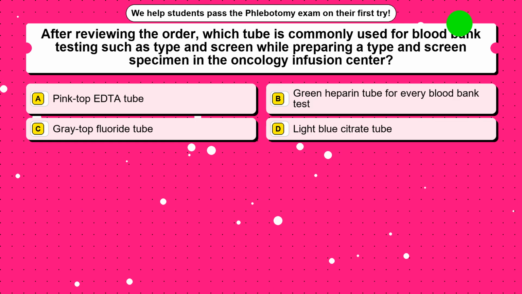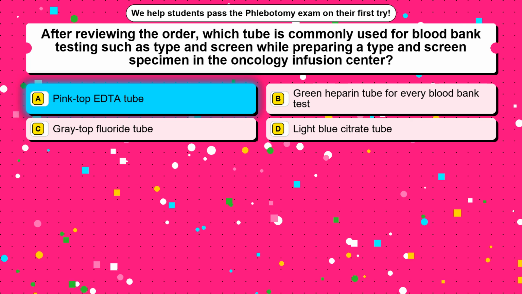Question 41. After reviewing the order, which tube is commonly used for blood bank testing such as type and screen while preparing a type and screen specimen in the Oncology Infusion Center? Option A, pink top EDTA tube. Option B, green heparin tube for every blood bank test. Option C, gray top fluoride tube. Option D, light blue citrate tube.